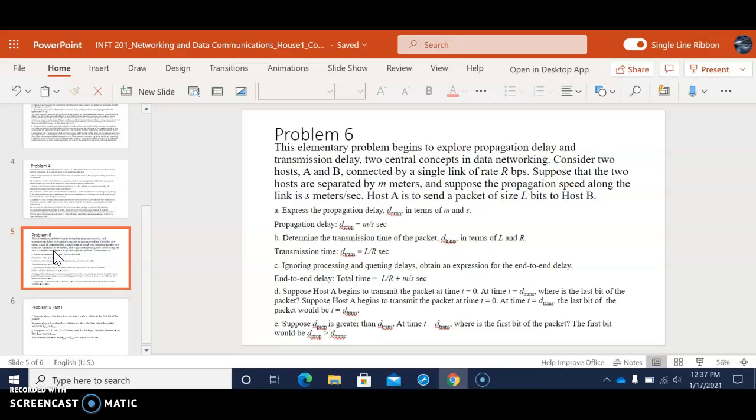Now, number 6 is going to be a bit tricky. From what I understand, this elementary problem begins to explore propagation delay and transmission delay, which are 2 central concepts in data networks, and they can also be found in the textbook. Consider 2 hosts, A and B, connected by a single link of rate R bps, bits per second, I suppose. Suppose that the 2 hosts are separated by m meters, and suppose the propagation speed along the link is s meters per second. Host A is to send a packet of L bits to host B.